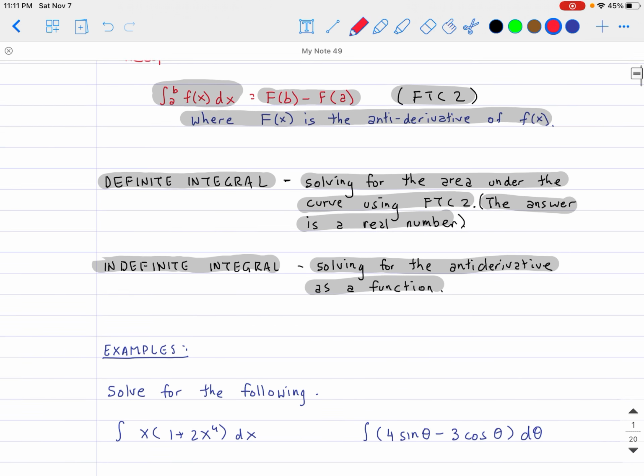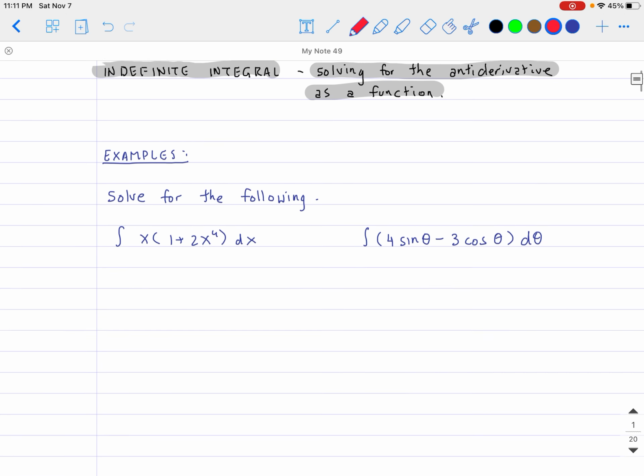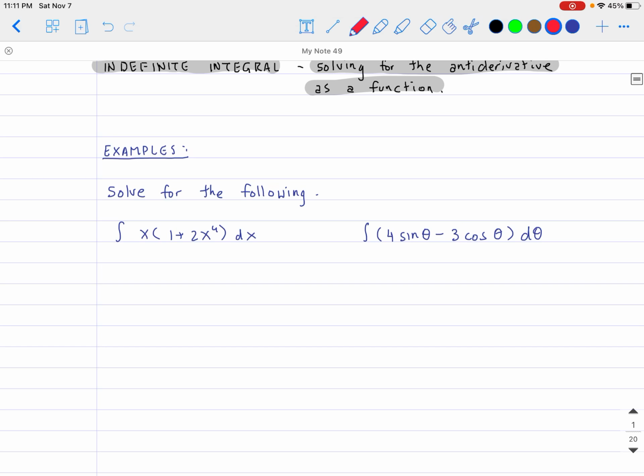All right, so here we go. Let's dive into some of these examples. Solve for the following. You'll notice that for each one of these integrals, there is no lower bound or upper bound. What that means is I just want you to solve for the antiderivative. So both of these will be indefinite integral examples. Here's the first one.